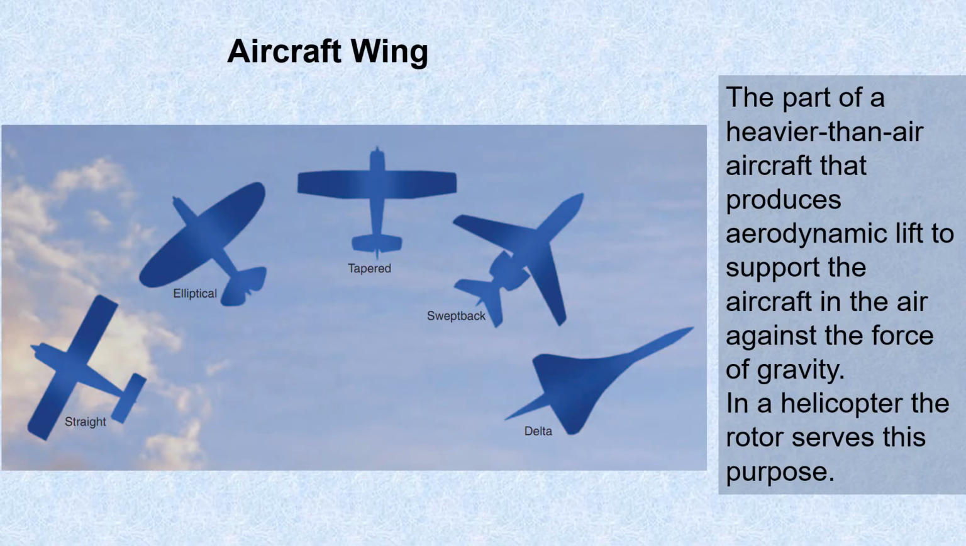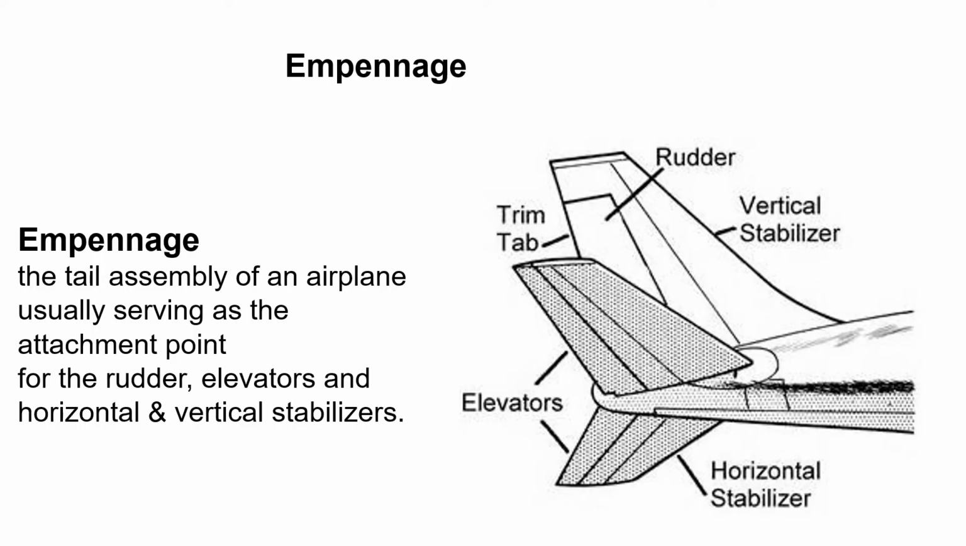The wings are the part of the aircraft which produce lift to overcome the force of gravity. In a helicopter, the rotor serves this purpose. The empennage is the tail assembly of an airplane, usually serving as the attachment point for the rudder, elevators, and horizontal and vertical stabilizers.